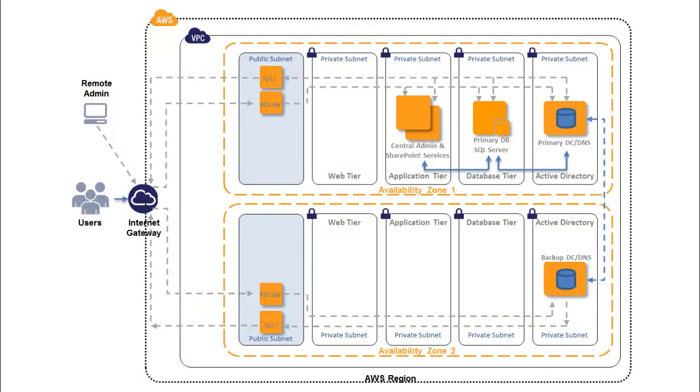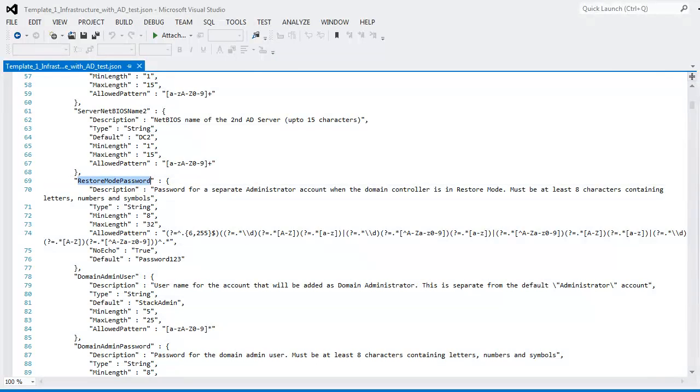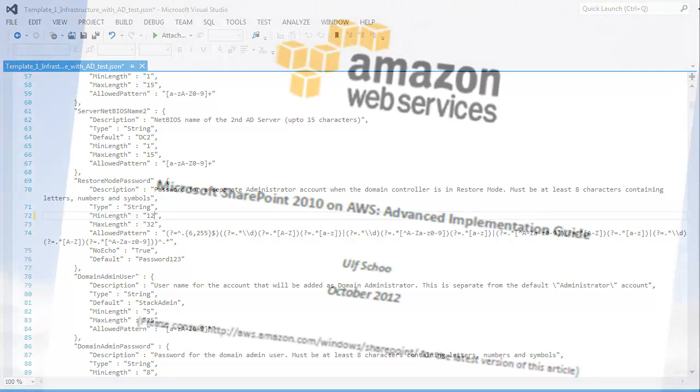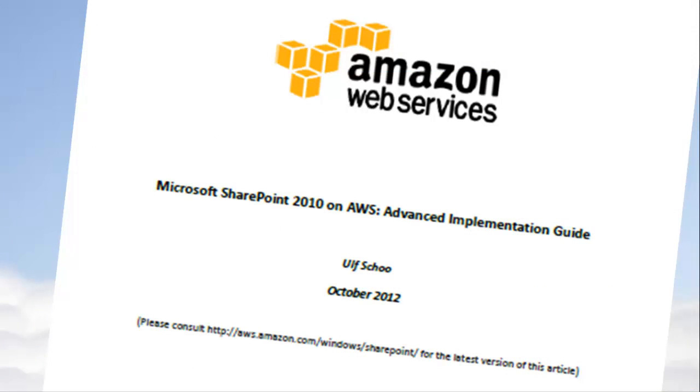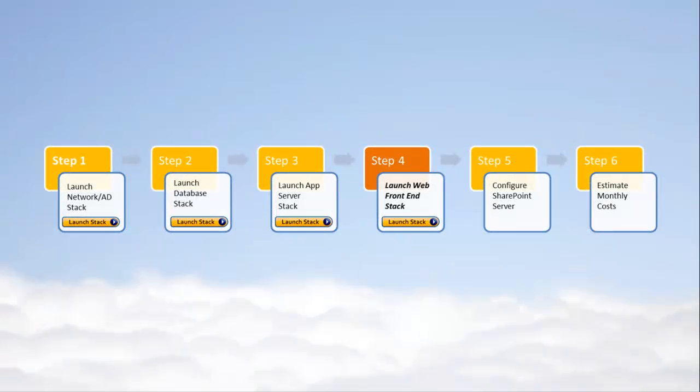You've now deployed an application server in the application tier on top of the existing virtual private cloud, network, Active Directory, and database infrastructure. To customize this installation, you can download the CloudFormation template and modify it to meet your requirements. The Advanced Implementation Guide tells you how. The next step in deploying a SharePoint website in the Amazon Web Services cloud is to launch the Web Front-End stack.